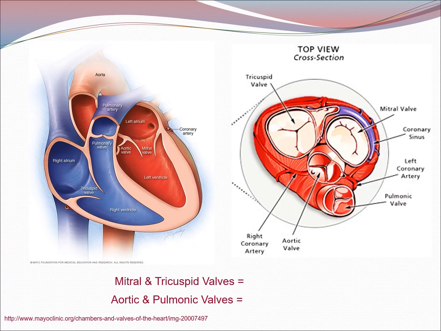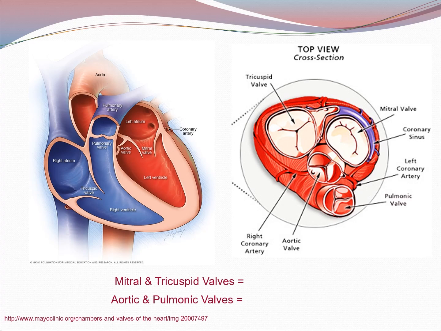This slide just shows you very simple anatomy of the heart, the right side and the left side of the heart. The left has the left atrium, the mitral valve between the left atrium and the left ventricle, and then the aortic valve. The right heart is the right atrium through the tricuspid valve to the right ventricle, and then on out through the pulmonic valve and into the lungs.